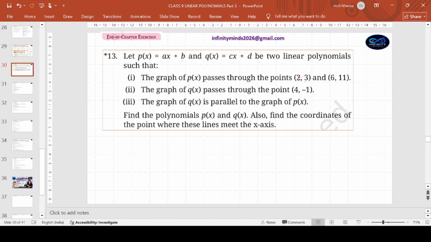It passes through x equal to 2. When you put the value of x as 2, the value of the function, input, output, that machine diagram, will come out to be 3. That is, if I put 2 in place of x in ax plus b, the value of the function will come out to be 3. And similarly, I will be able to get an equation from this.